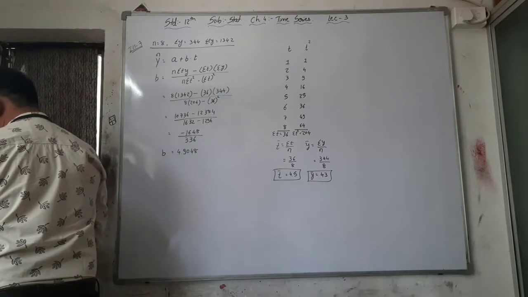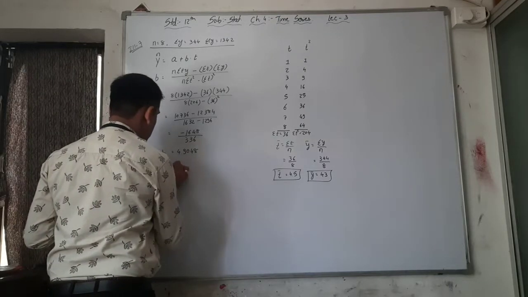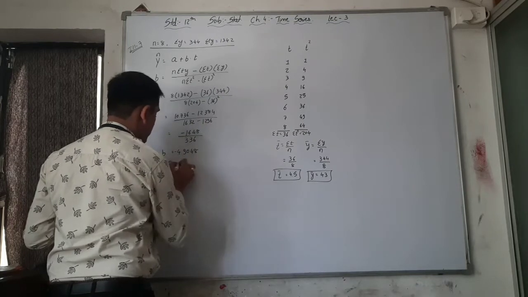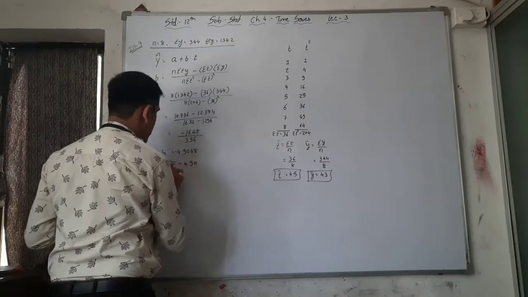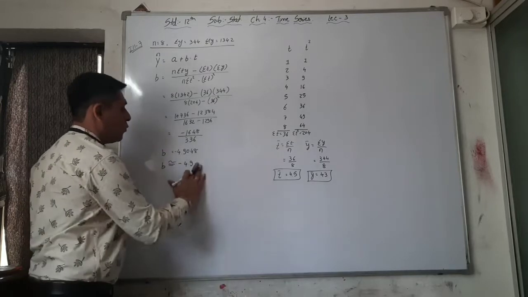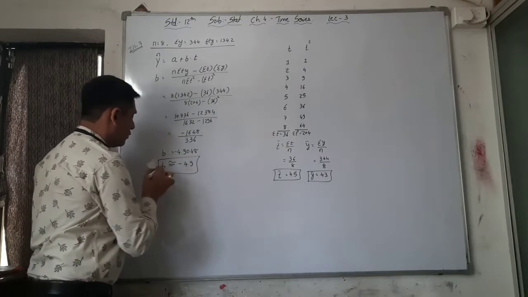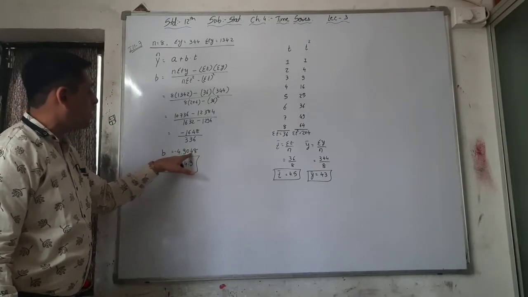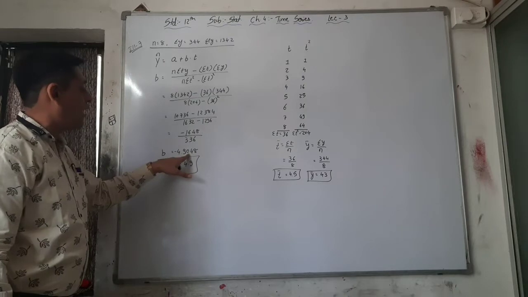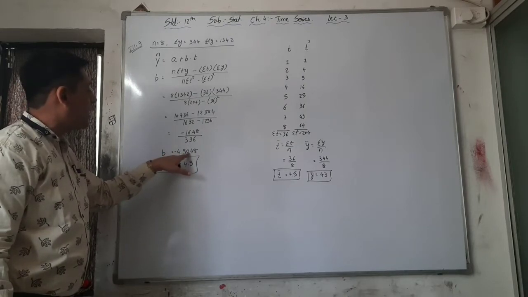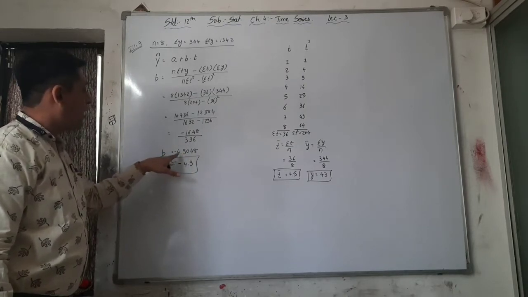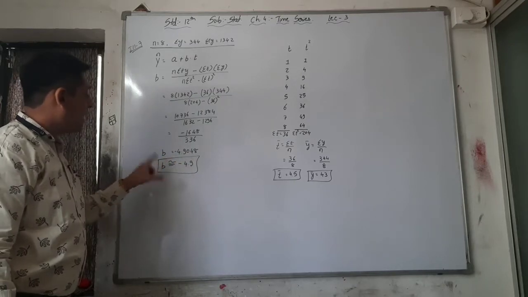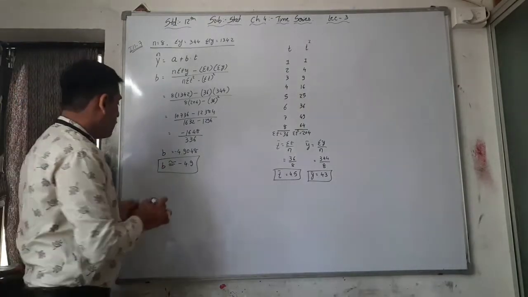So the approximate value is minus 4.90, or 4.9. Here you can write 4.9048. Here the fourth decimal is small, that's why we are not rounding up. Here the answer is 4.90, or we can write 4.9 as your b, minus 4.9.